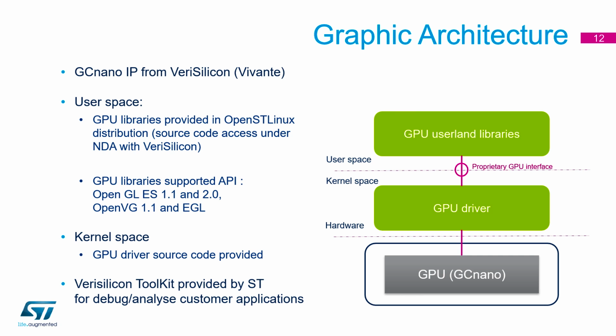If not, you will use binaries inside the OpenST Linux distribution. And this library pack can do OpenGL ES 1.1 and 2.0 and OpenVG 1.1 as well. So you can get the source code in the kernel space, but in the user space, if you want the source code, you have to sign that NDA.